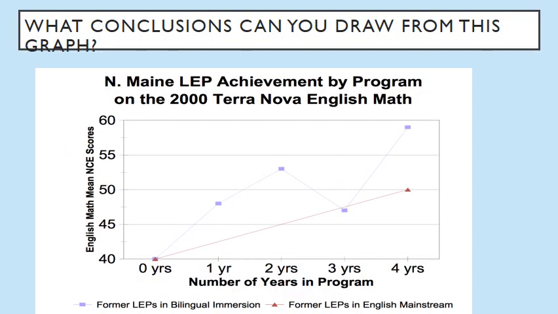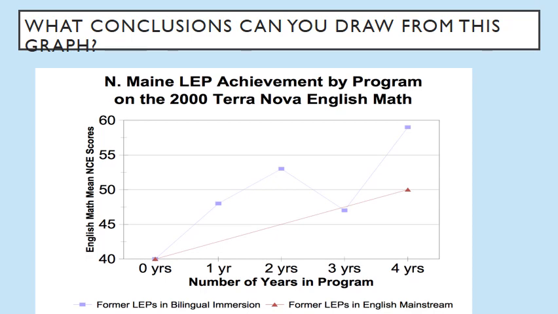This was just another graph of what happened in Maine. Thomas and Collier did another study in Maine, and as you can see, students in bilingual immersion programs, which are like dual language or developmental bilingual programs, where a lot of the instruction is in students' native language, and eventually it becomes 50-50. So 50% of the instruction in their native language, 50% of their instruction in the second language, English.